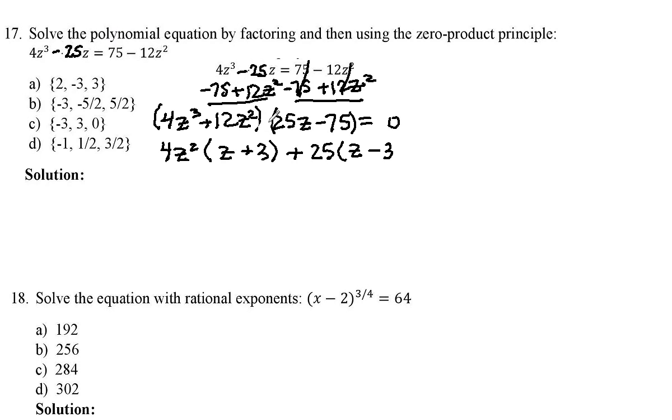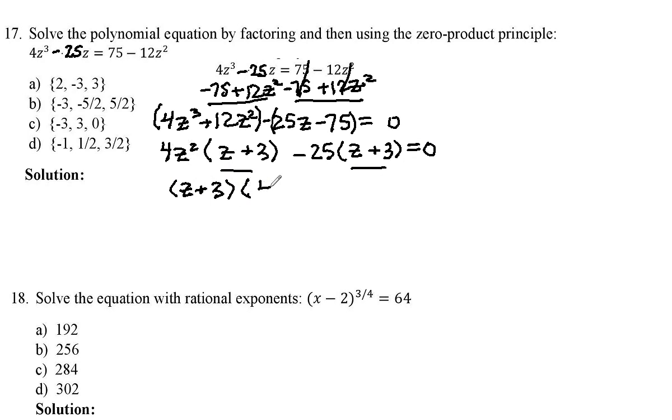Negative, negative, negative. So we actually want to factor out a negative 25. And factor the negative 25 out of here. Z is left. Factor negative 25 out of there. 3 is left. So now z plus 3 is a common factor. So we can factor out that z plus 3.